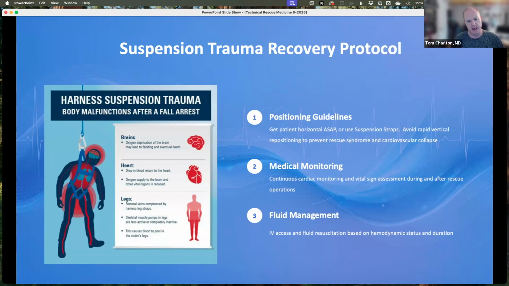When we have somebody with this ongoing, if we're able to get access to them, we need to try and do medical monitoring. We need to try and do IV fluids, because it's almost like blood loss, because the blood is now stuck in the lower extremities. So trying to give them some IV fluids can be beneficial. But the main priority is getting the weight put back on the feet or on the knees and off of that groin area.